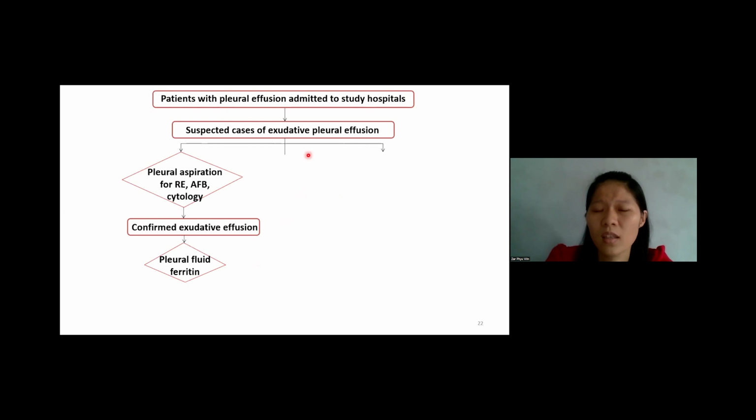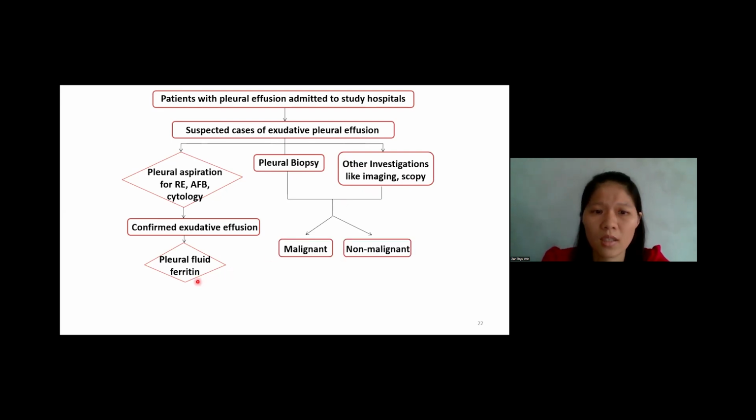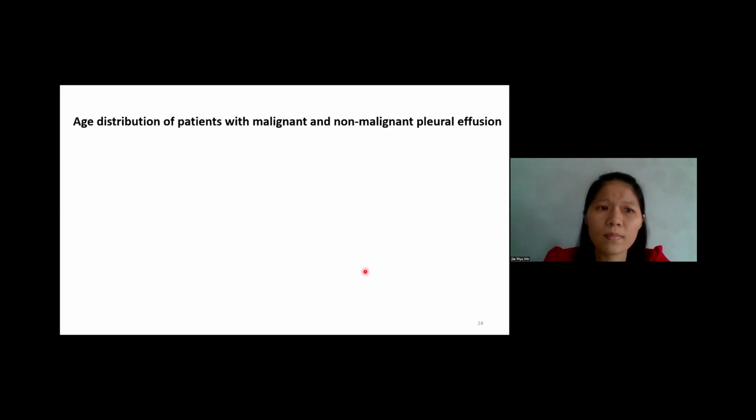On the other hand, exudative pleural effusions are mainly caused by pleural diseases, so we need to work out more to reach the correct diagnosis. Pleural biopsy and other investigations like imaging, CT scan, bronchoscopy, and biopsy, from these investigations we can differentiate them into malignant cause and non-malignant cause. After that, pleural fluid ferritin level was compared in the malignant pleural effusion and non-malignant pleural effusion groups. So I would like to share some of the important results of my study.